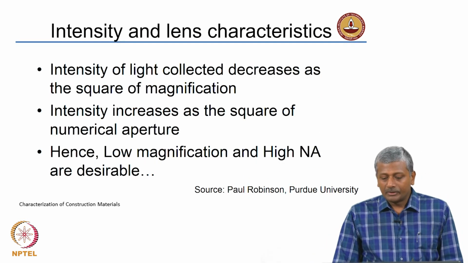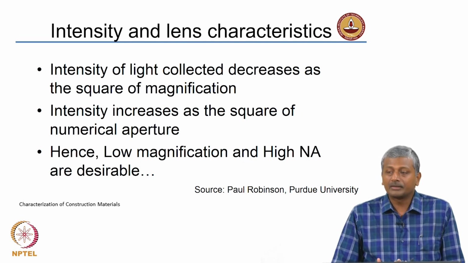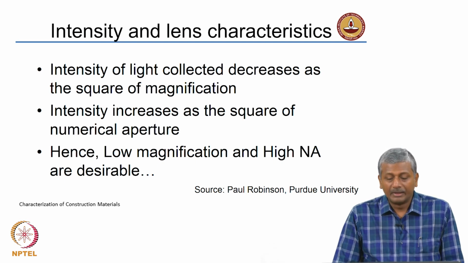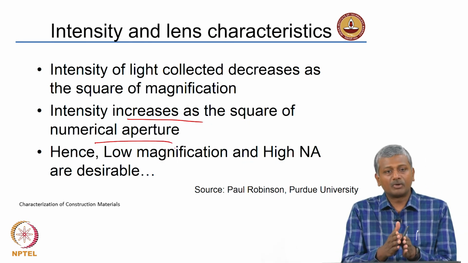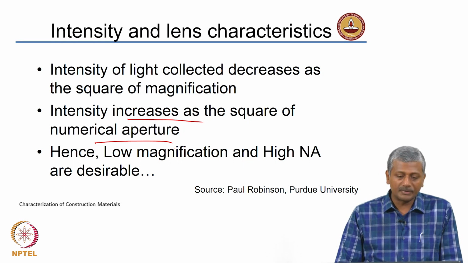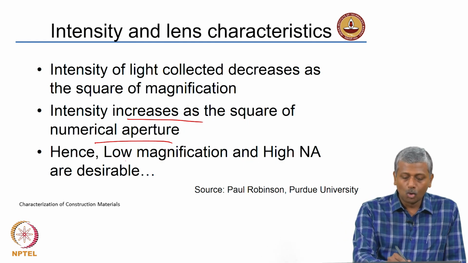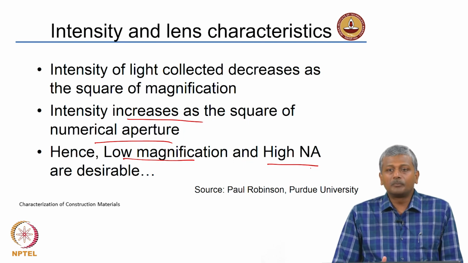Okay. So, what you have to also understand is the intensity of the light that is collected can decrease with the square of the magnification, and further intensity increases as the square of the numerical aperture, obviously, because if you are increasing the aperture, you are increasing the width over which the light is getting collected. So, you collect more and more light. So, intensity increases with the width of the numerical aperture and decreases with the square of the magnification. So, generally what you want for good quality imaging is low magnification and high numerical aperture. Okay. So, if you want to produce high quality images and increase the resolution, low magnification and high numerical aperture are desirable.